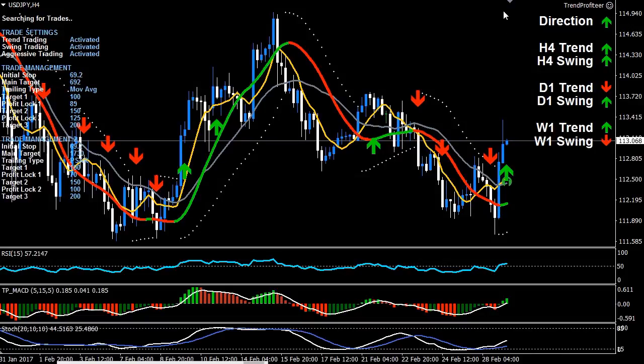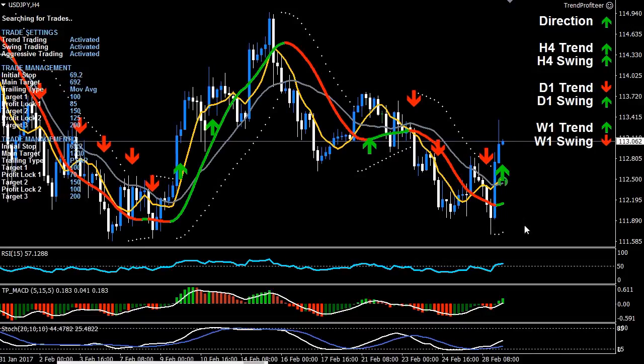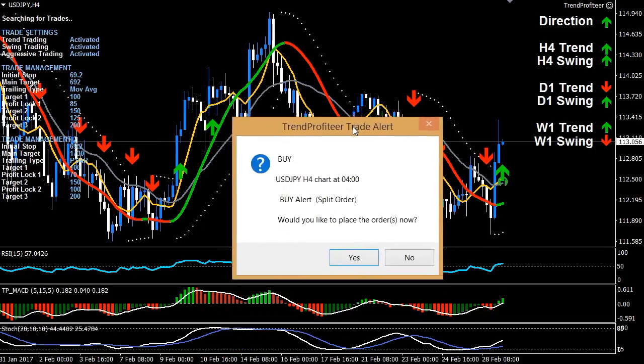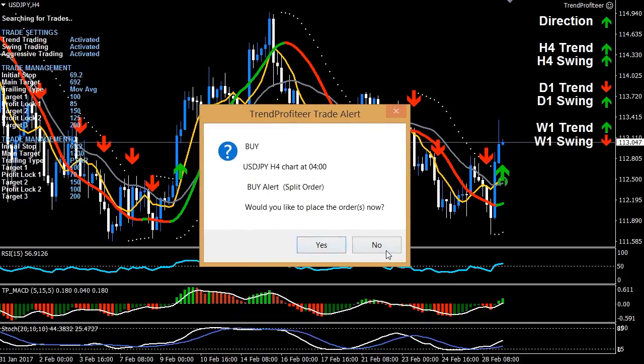We've got the fast moving average just over the slow moving average. The trend follower has just changed from red to green. We've got price sitting way above the fast moving average, but not too high. The RSI is above the 50, the MACD is above the zero line, and the stochastic has already crossed over. So all my indicators are in alignment for an upward trade. All I have to do is click yes.